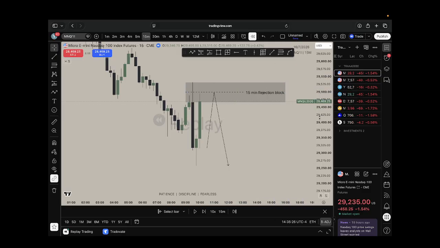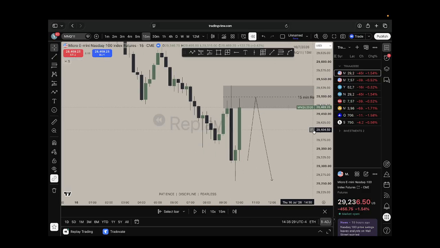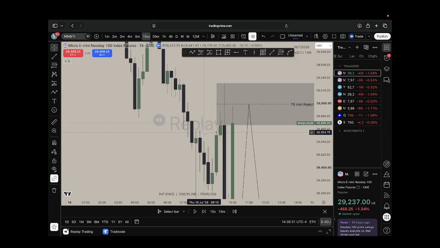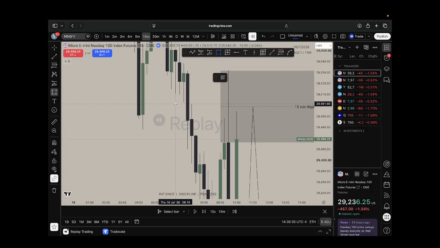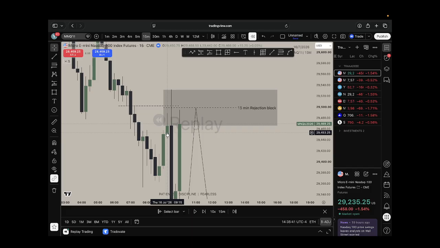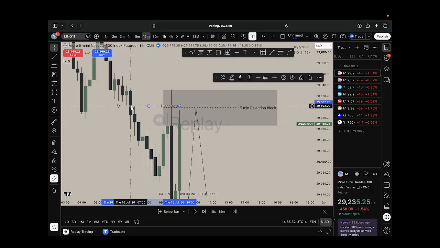Okay. And the way that I look at rejection blocks, that I learned them from, is from Powell Trades. Basically, whenever we throw a move up, so we have an up close candle, then we have a move down, and we create this rejection block. It's considered a rejection block. So we have to be delivering from a PD array, such as this 15-minute small fair value gap.